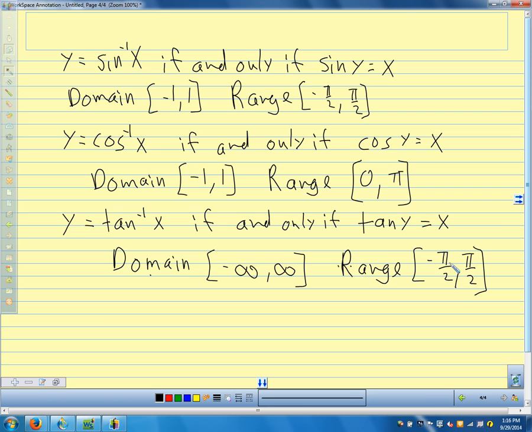Yes? So is the domain of the inverse always the range of the original? Yes. So inverse functions switch the domains and the ranges. Okay. And when we're working with inverse functions, our inverse trig functions, always in radians.